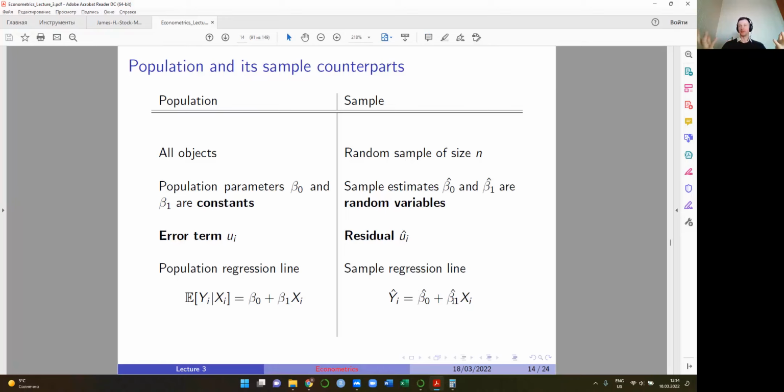So everything that we are talking about population, we are talking about something like mathematical modeling. So we mathematically, on paper, on the laptop, in our head, we model some process. We model the relationship between y and x. Once we practically collect numbers, calculate something, we are talking about samples. This is an important thing.